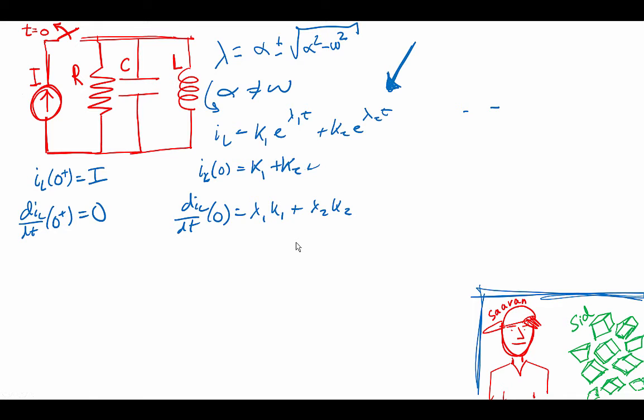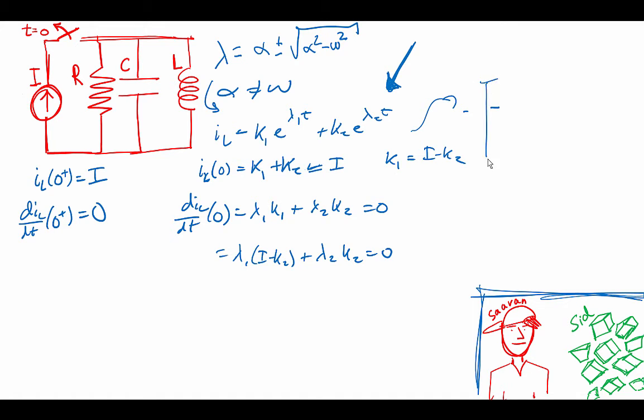Yeah, so solving these, if this is equal to I and this is equal to 0, we can say that K1 is I minus K2. Plug that into this one: lambda 1 times I minus K2, plus lambda 2 K2 equals 0. And then just moving things around. Sid, do you want to help me with the algebra? We are not going to do the algebra. Roughly speaking, we're just going to use these initial conditions to solve for K1 and K2.